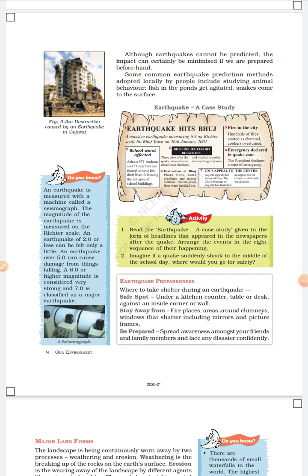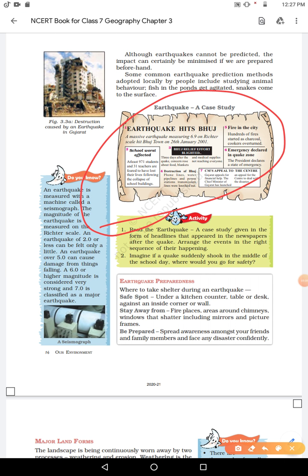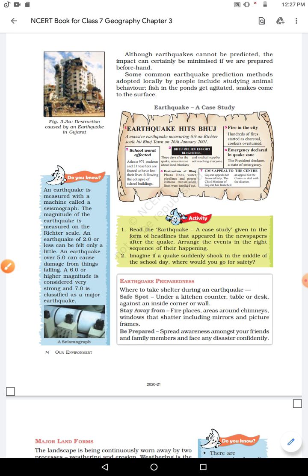This is a case study of the earthquake of 26 January 2001, where lots of people lost their life as well as their house. They lost their relatives. Thousands of people died, thousands of people were injured, and thousands of people were dislocated, right? And lots of loss of property, means millions of rupees of property have been lost, right?